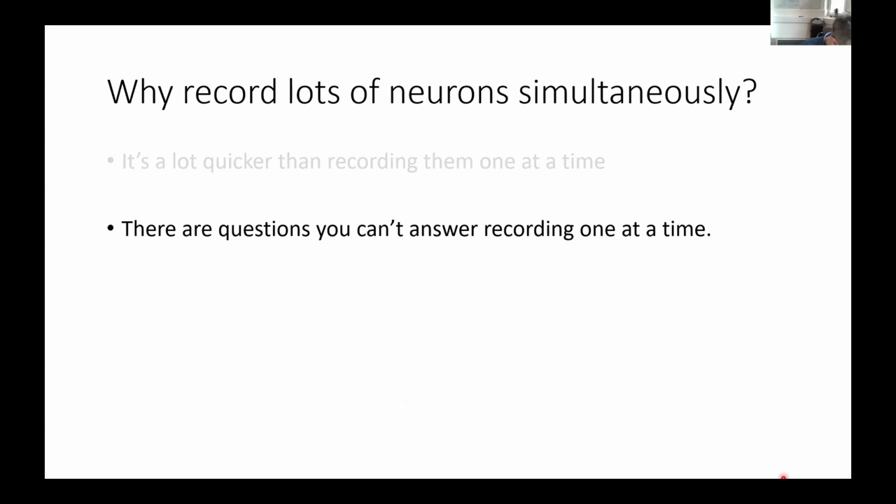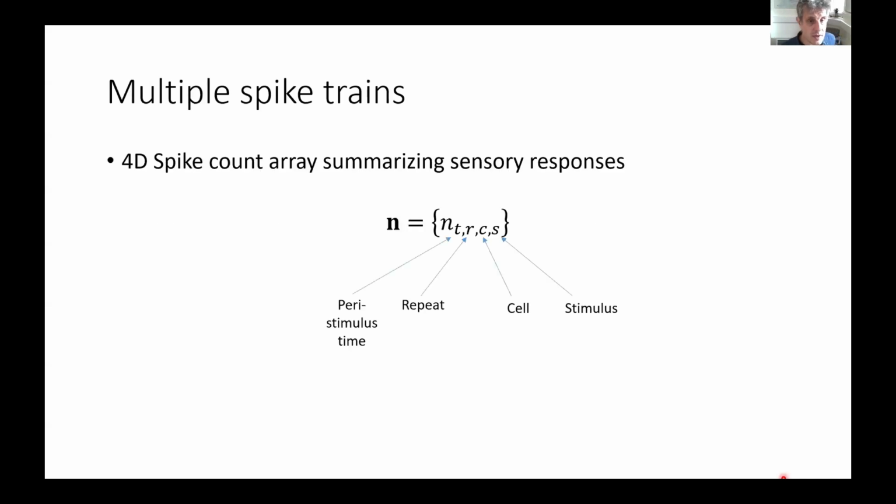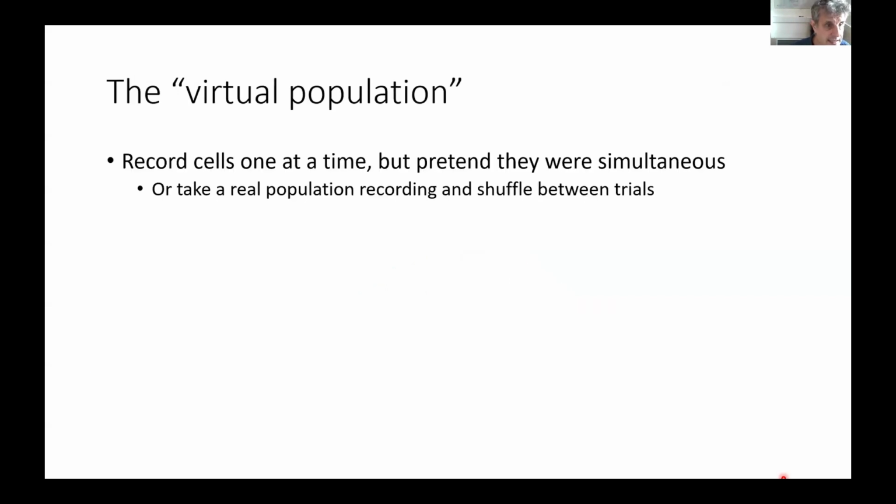Okay, so that was about recording neurons one at a time and analyzing neurons one at a time, and it's still the first thing you've got to do, but it's not the last thing you've got to do. There are questions you can't answer by recording neurons one at a time. The most important one is the question of conditional independence. Because I'm short of time, I'm going to skip over some of this.